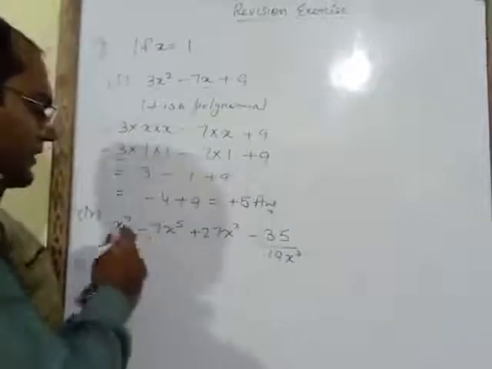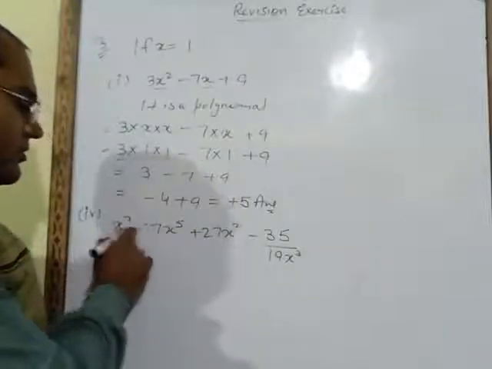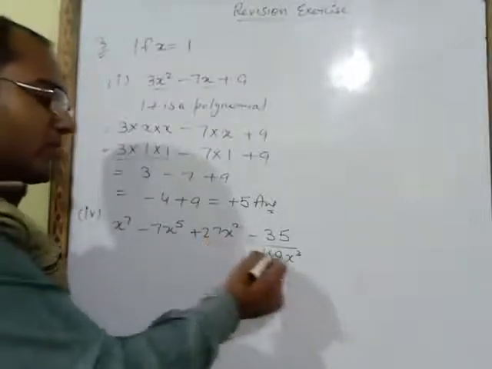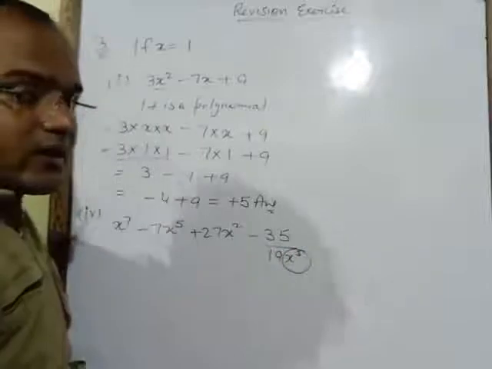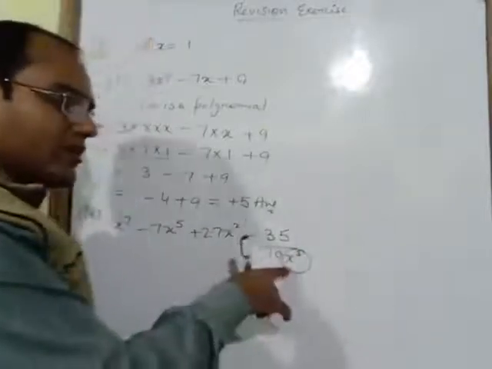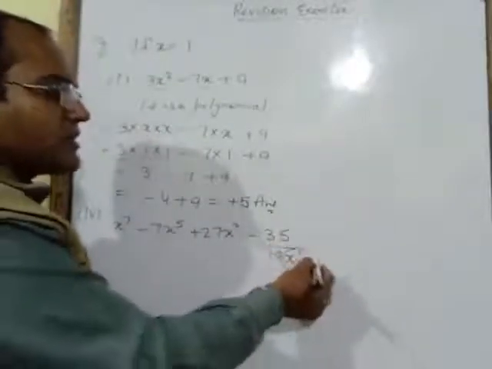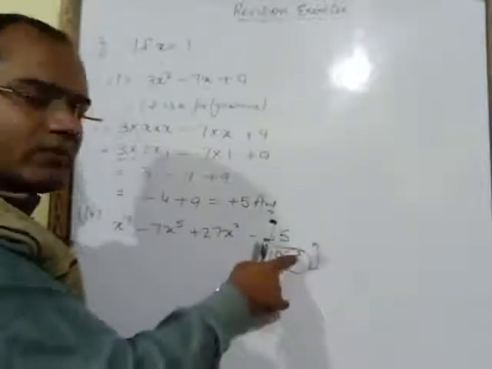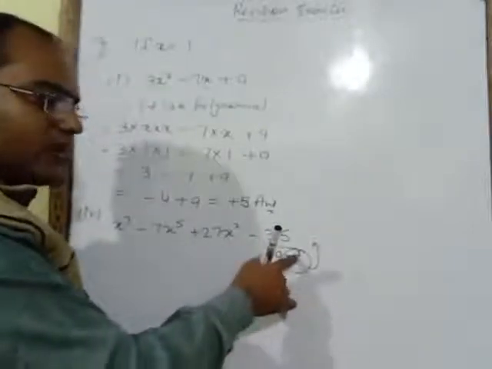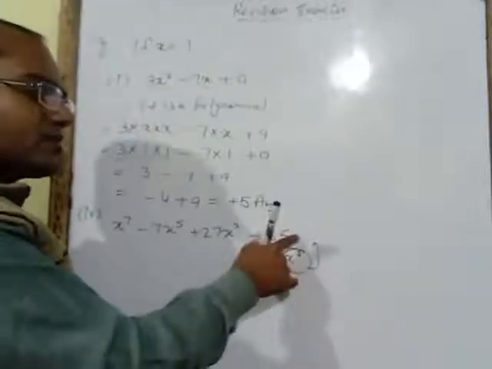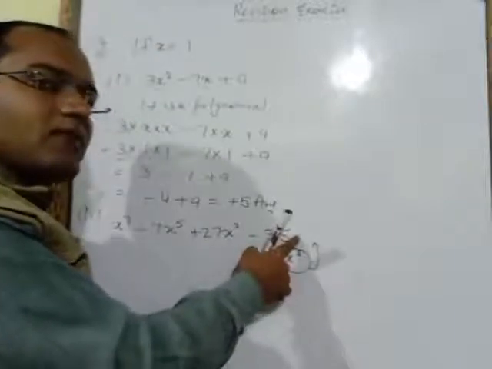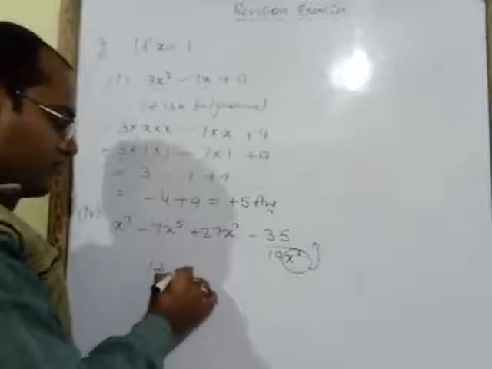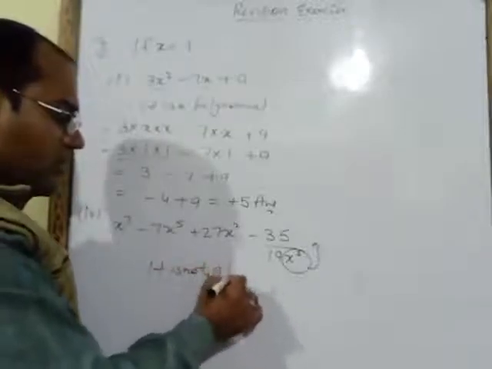So here the alphabet is in the numerator, there also the alphabet is in the numerator, here also the alphabet is in the numerator, but here the alphabet is coming in the denominator. So what we will do, we will bring this alphabet to the numerator. When we bring this alphabet to the numerator, the power will become negative. This is x power 3, but when we write it here, it will be written as x power minus 3. So we will say it is not a polynomial.